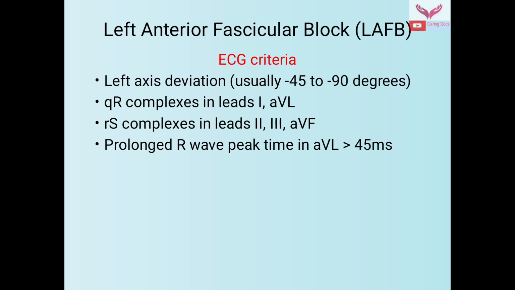The ECG criteria for left anterior fascicular block are left axis deviation, usually minus 45 to minus 90 degrees, QR complexes in lead 1 and AVL, RS complexes in lead 2, 3 and AVF, and prolonged R wave peak time in AVL, more than 45 milliseconds.